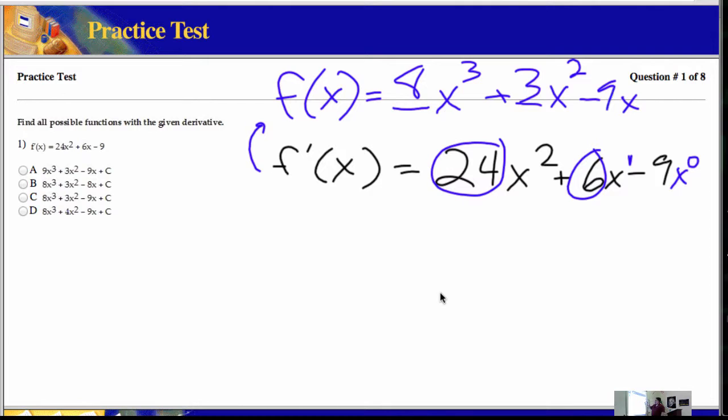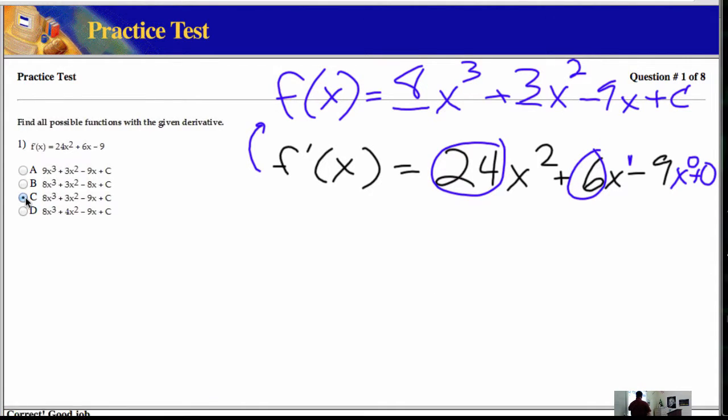And then there is a possibility that I had a constant. I don't know what the constant is, but when you take the derivative of a constant, you can think of it in terms of there's a plus 0 on the end. So here we put plus c. So 8x cubed, 3x squared, minus 9x, plus c, this one, right? Yep. Does that make sense? Yes.